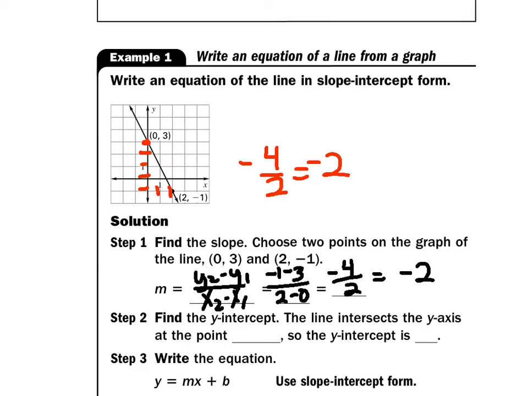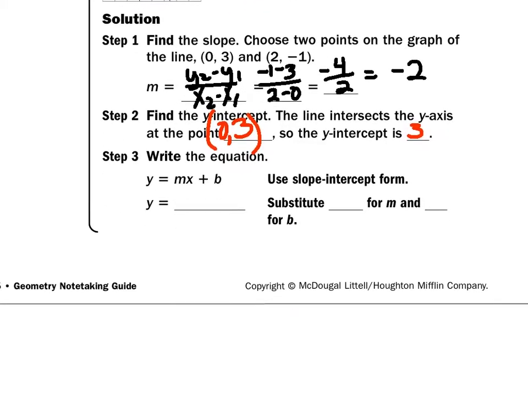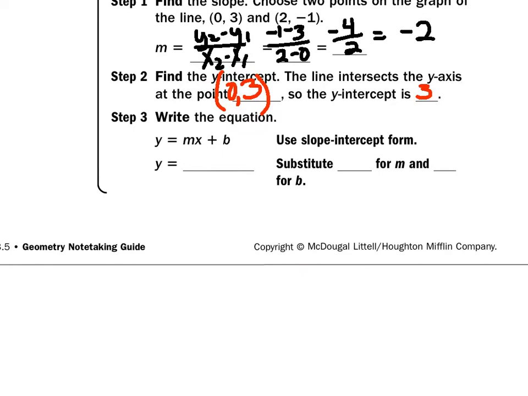Now, let's find the y-intercept. Well, this one is really easy because it goes across at a really nice point. So this point right up here is the y-intercept. So the y-intercept is 3. Write the equation. Okay, y equals m x plus b. So y equals, our slope is negative 2, x plus 3. There we go. Next page.